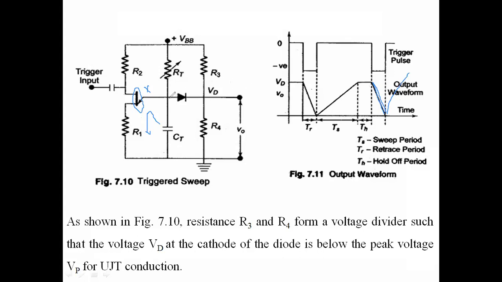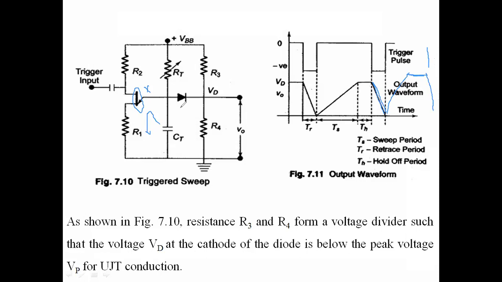Up to reaching that VD voltage, it holds. It holds at that value until a further negative pulse is applied. Suppose it holds at this point, at VD. Until the next trigger pulse is applied, it retains the VD potential. It holds that particular voltage VD. When the next trigger pulse is applied, it recharges again.